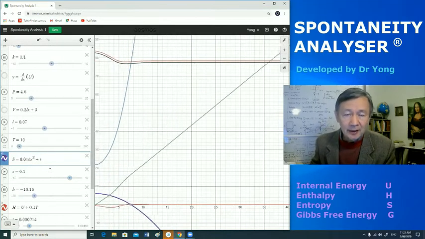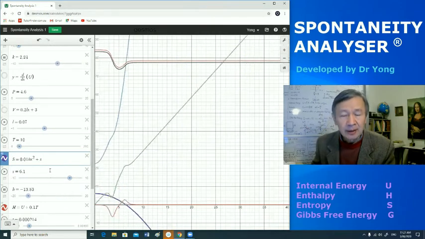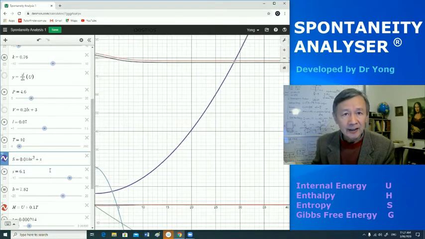Hello, this is a newly developed app called Spontaneity Analyzer. It was made for students to study thermodynamics and theoretical chemistry.